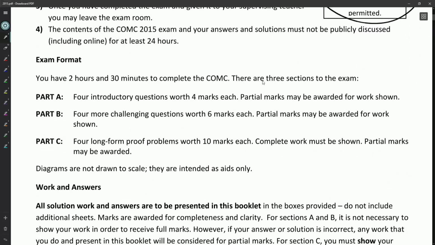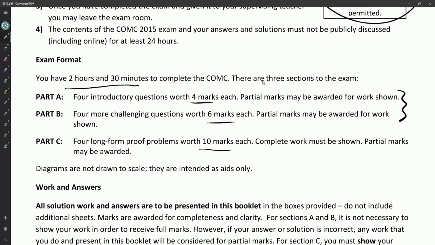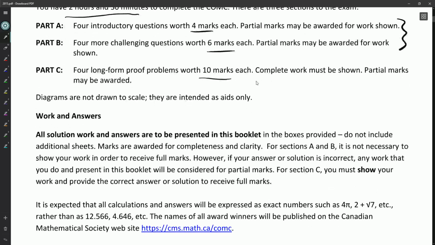So there's 2.5 hours to complete the paper, so if you actually want to print it out and try it on your own, it's good to set a little timer for 2.5 hours. There's 3 parts, an A, B, and a C. The questions get harder as you go along, and the marks change to match. Another important thing to note is the first 8 questions, so the 4 from A and the 4 from B, you just need your final answer. They say that somewhere. I think, yeah, down here. For sections A and B, it's not necessarily work.